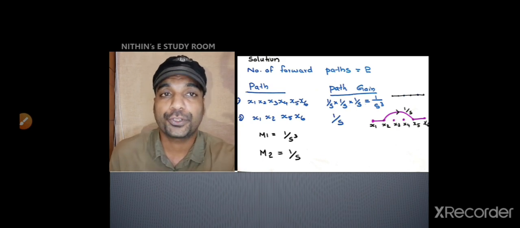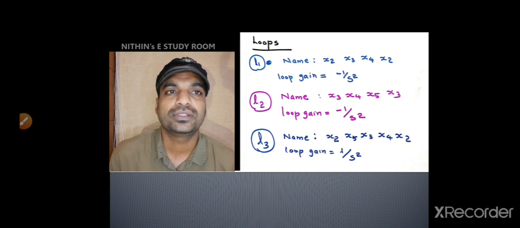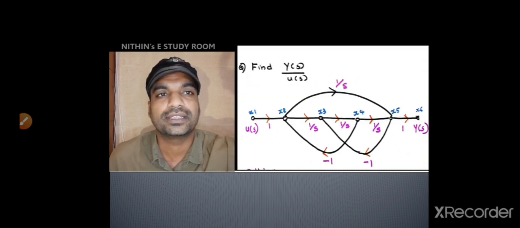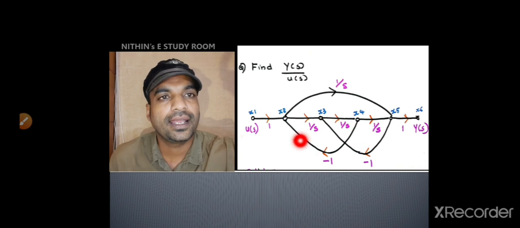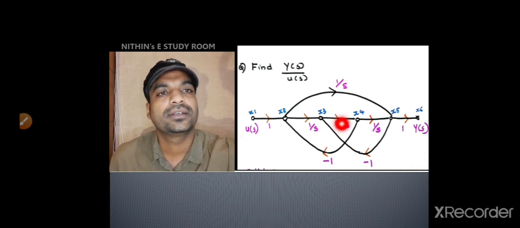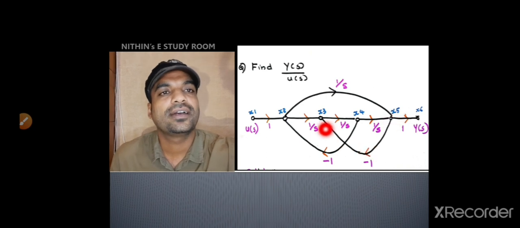Now I am going to check which are the loops. The first loop is x2, x3, x4, x2. We will check it in the first case. All the directions of the arrow marks are consecutive or successive. And the second loop, you can see here, is x3, x4, x5, x3.